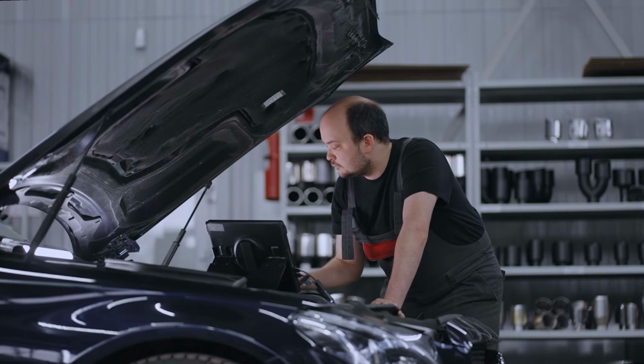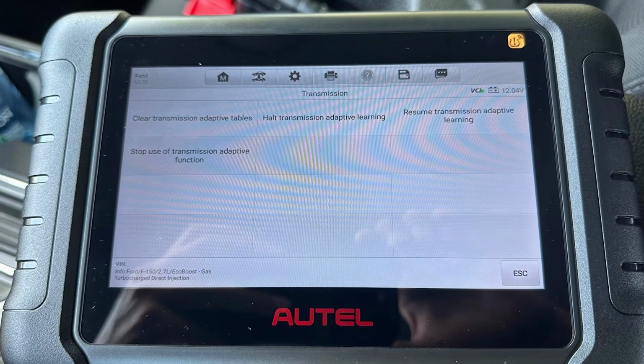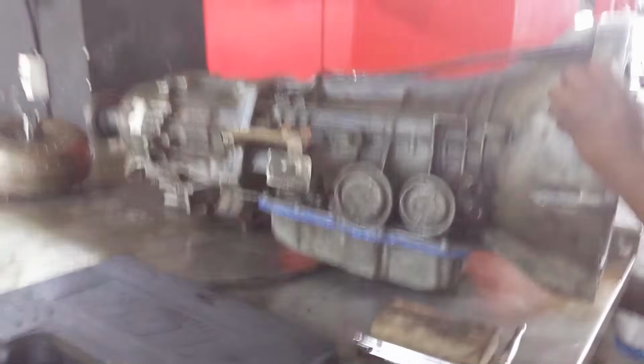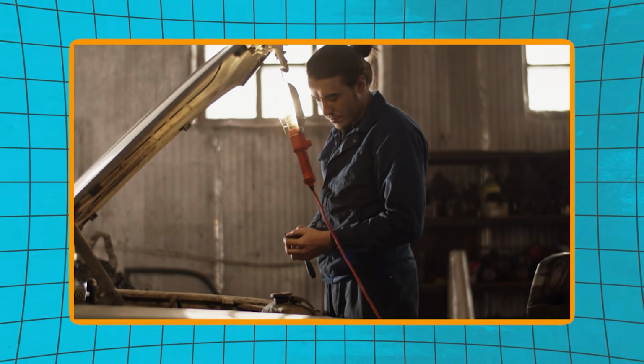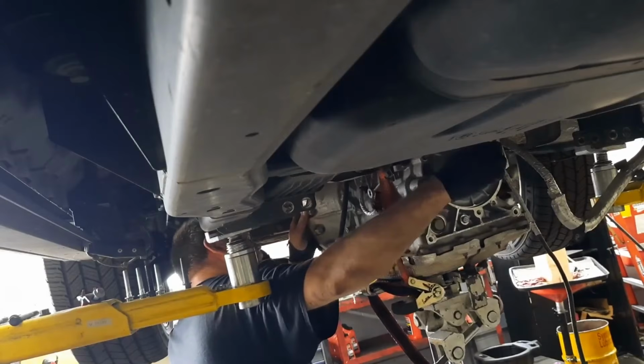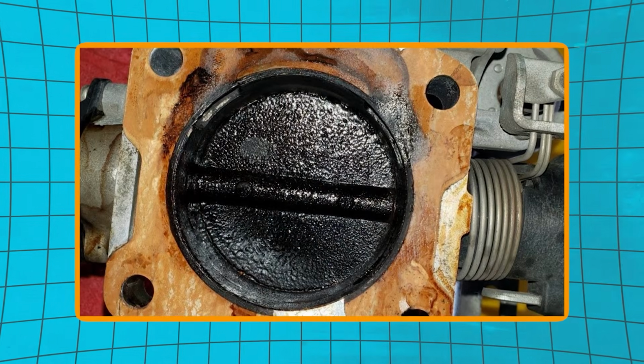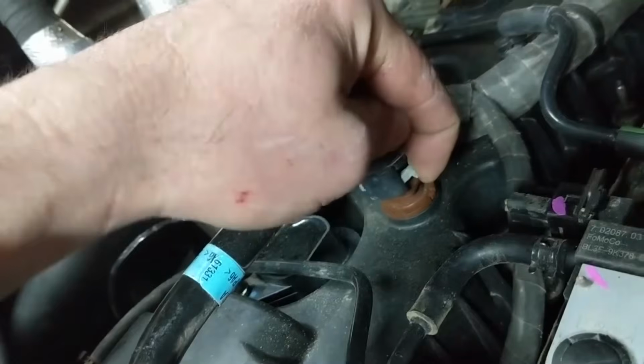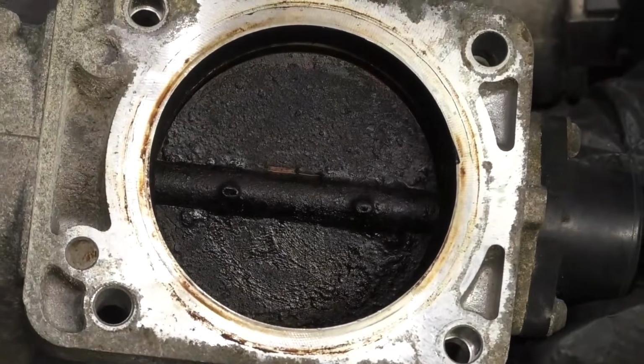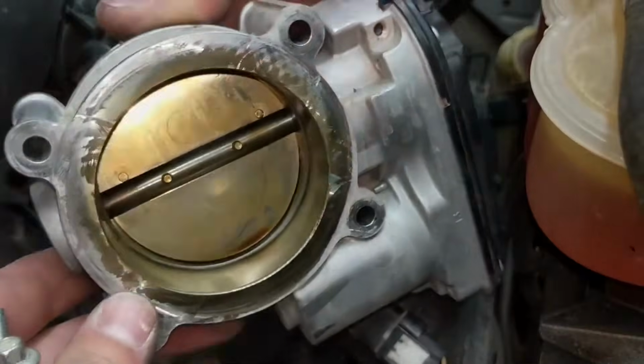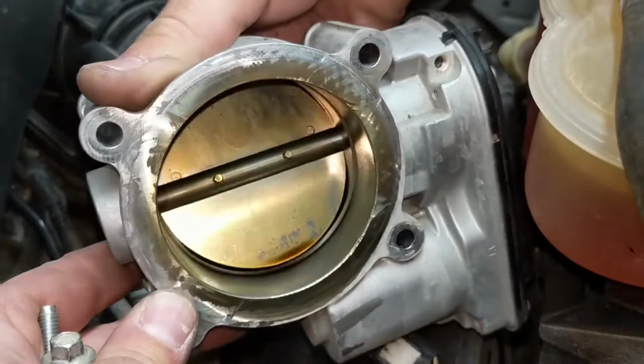The shop runs diagnostics, pulls transmission-related data, and starts quoting transmission work. But in a significant number of these cases, the transmission is not the problem at all. Carbon builds up around the throttle plate over time from PCV vapors and intake contamination. As that buildup accumulates, the throttle plate starts to stick rather than moving smoothly through its full range of motion.